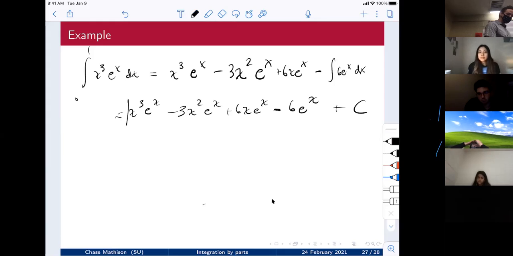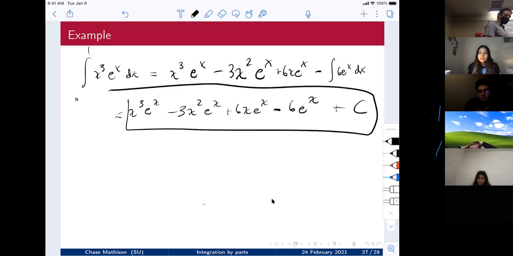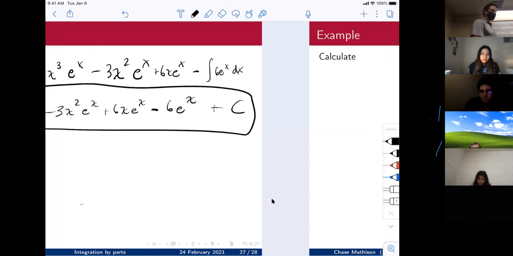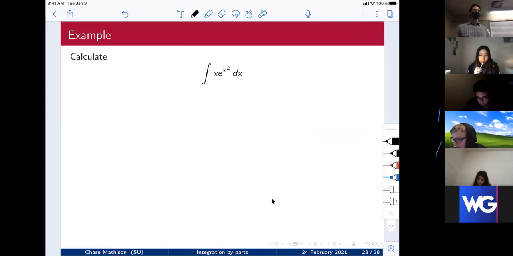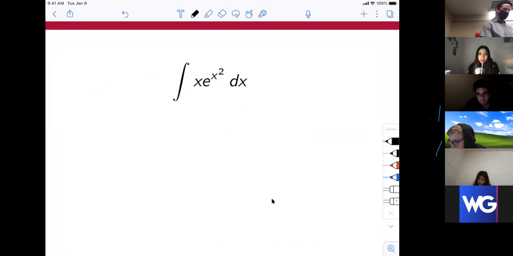Okay, so let's look at one more integral. Calculate the integral of x e to the x squared. How would we do this one? I didn't trick anyone. Mark knew. Yes, this is a U substitution problem.